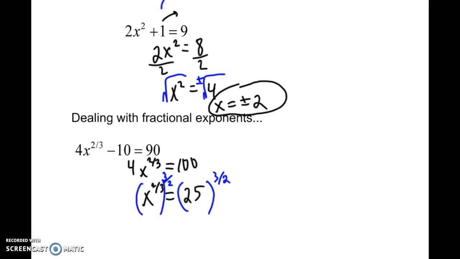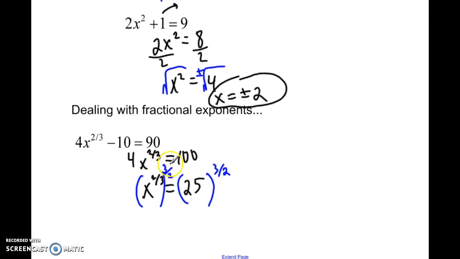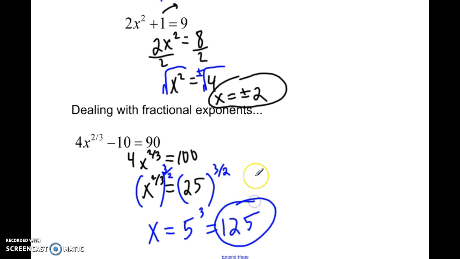What should happen is this power, a reciprocal. A fraction times its reciprocal is always 1, so I just get x on the left. Now I do this in 2 steps, right? The second root of 25 is 5, and 5 to the third is 125. So I've got my answer. So the key is isolate that exponent first, that variable with the exponent, then do something to both sides to get rid of it.